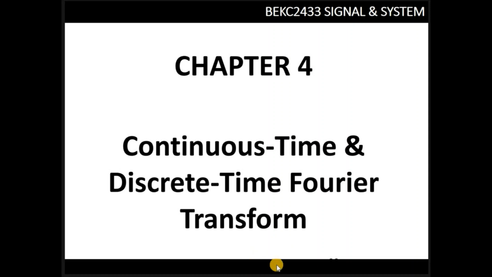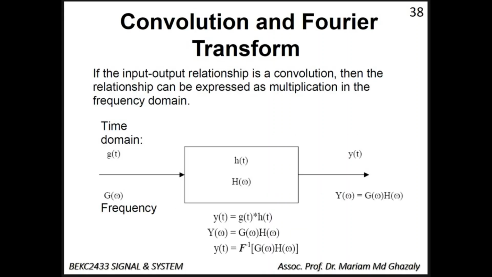So we are going to continue for chapter 4. Okay, next we are going to go to the slide convolution and Fourier transform. If you remember in chapter 2, you actually learned about the linear time invariant system. So in that chapter 2, you have learned about convolution sum and convolution integral. Convolution integral is for the continuous time signal, and convolution sum is for the discrete time signal.